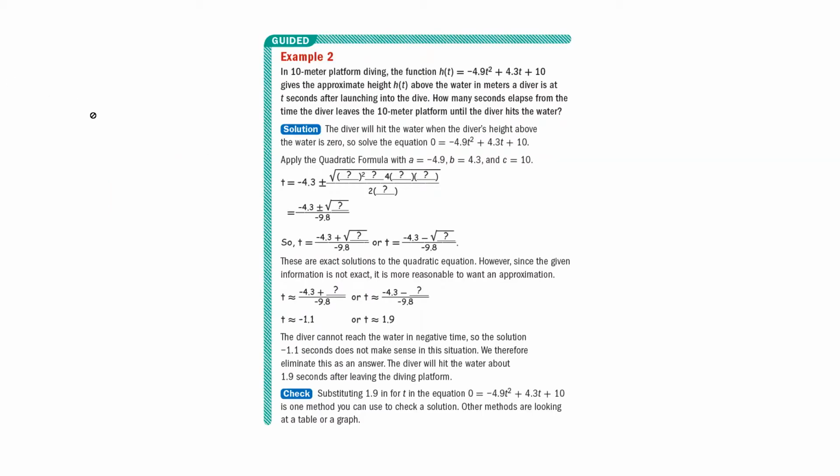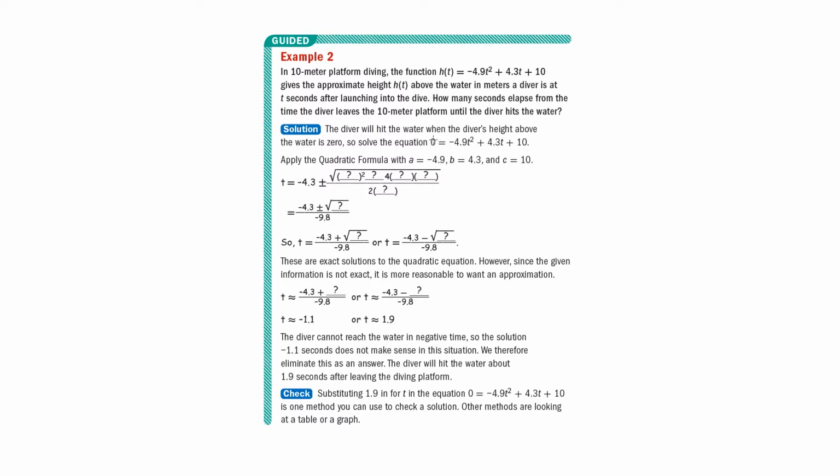Okay, now we're on to the guided example. This is on page 554. 10-meter platform diving gives the approximate height in the equation. This is in meters. They're 10 meters up. They're going up at 4.3 meters per second, and they're being pulled down by gravity. How many seconds elapse from the time the diver leaves the 10-meter platform until the diver hits the water? So they'll hit the water when their height is 0, so we solve this equation for 0.